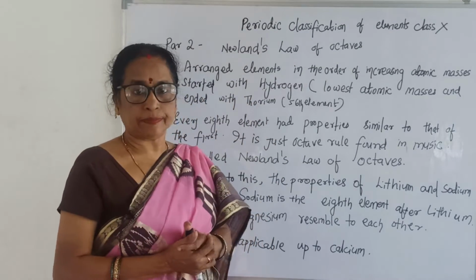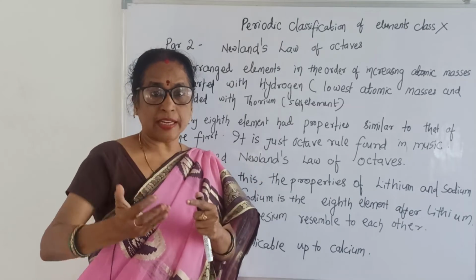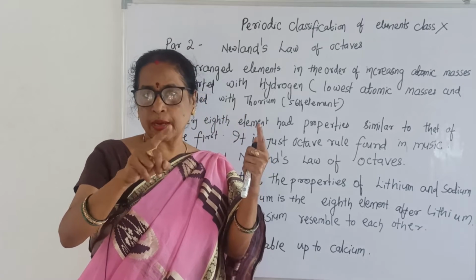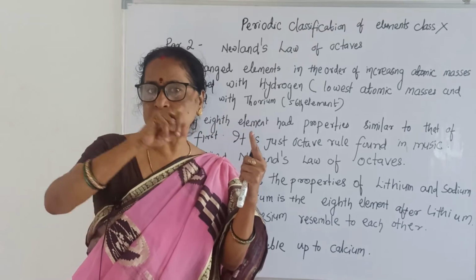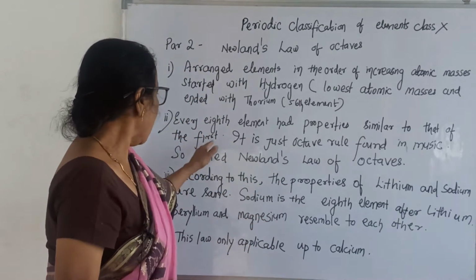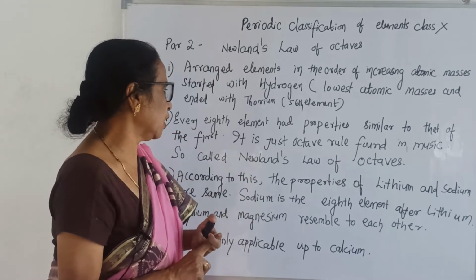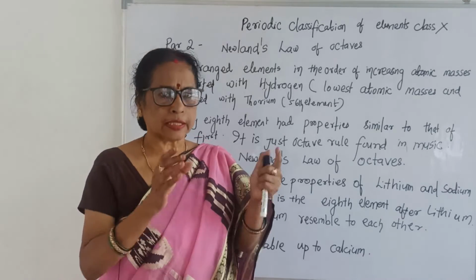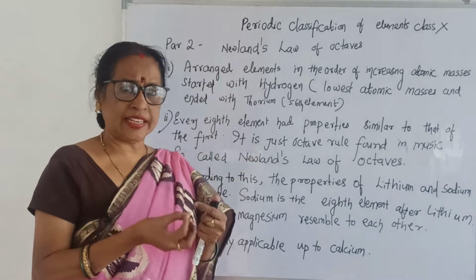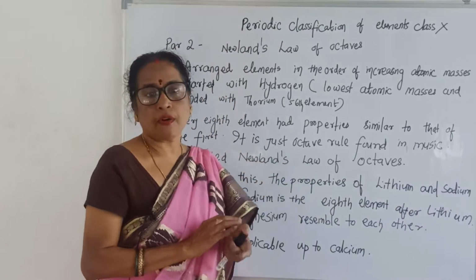Then every 8th element: 1, 2, 3, 4, 5, 6, 8, just like music. In music also the first one is similar to the 8th. Here also the first one is similar to the 8th. Every 8th element's property is similar to the first. That is according to the octave rule, and he found it in the form of the octave of music. That is why his new idea is called Newland's law of octaves.